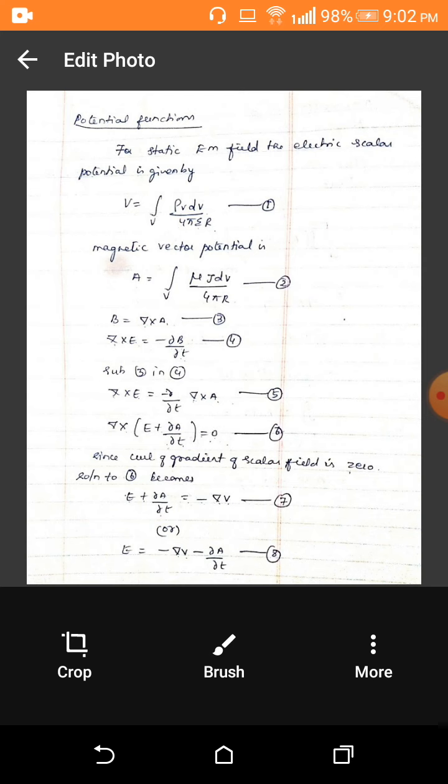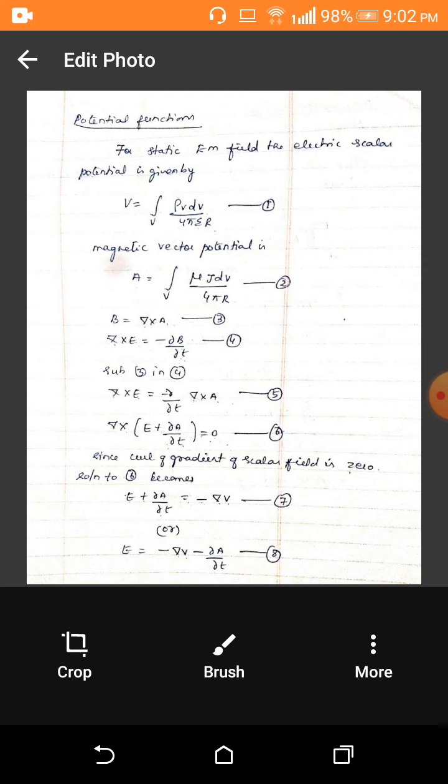Okay, so here we are going to substitute the third equation, B is equal to del cross A, in the fourth. So in place of B, we substitute del cross A. Therefore, the fourth expression becomes del cross E is equal to minus dou by dou t of del cross A. Equating both terms on the left hand side to 0, we will get del cross E plus dou A by dou t is equal to 0.